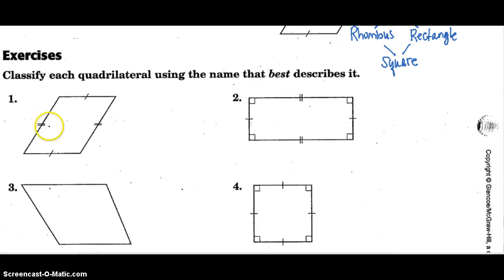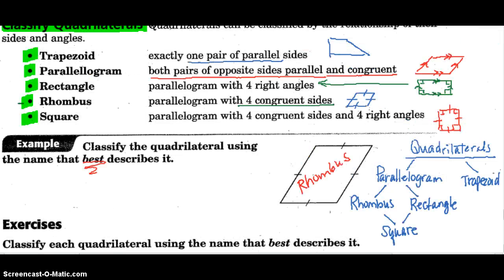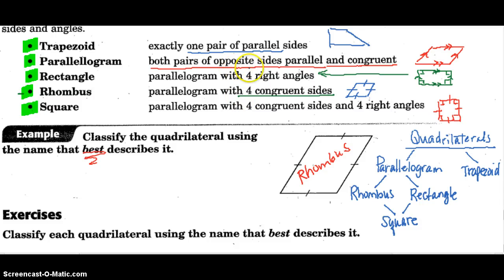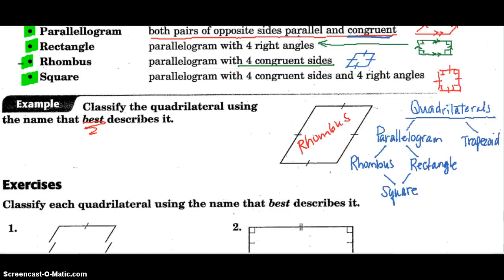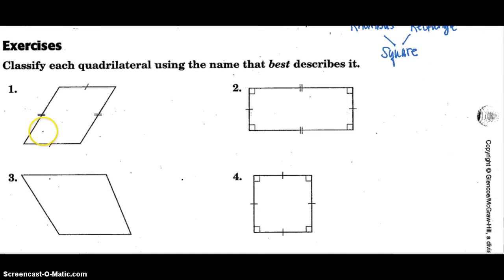So for the first one, I don't have all sides equal. I only have opposite sides equal. Well, for opposite sides equal, go back up to this chart. If we know opposite sides parallel, I don't know about parallel, but I know they're congruent. So the best I can say for the first one is that it's a parallelogram. I don't know why I want to write in the picture. You can write beside the picture. Here we have 4 right angles, opposite sides congruent. This is definitely a rectangle.